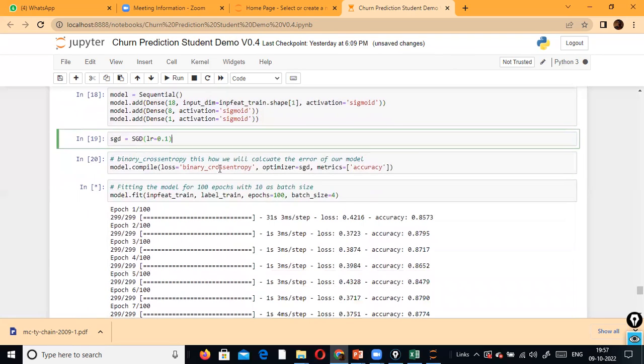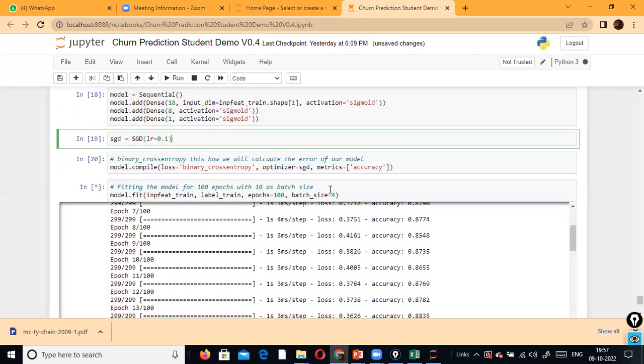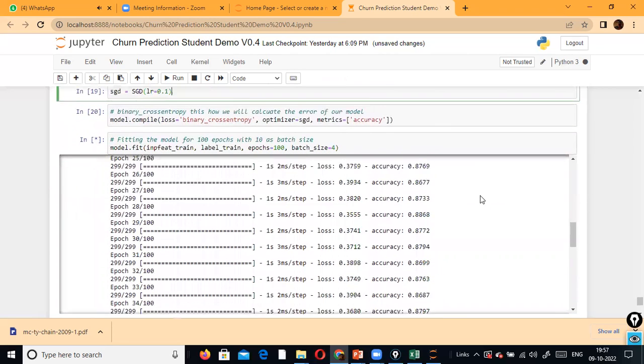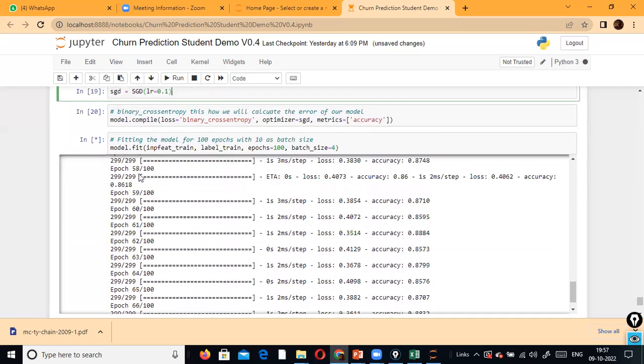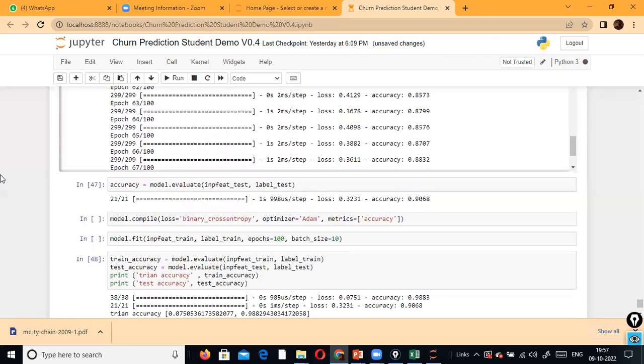Next, you need to define the loss function using compile. After compile, you need to use fit. Since we have mentioned 100 epochs, 100 iterations will happen, and then it automatically does the backpropagation. In this case, when you use Keras, after every forward pass, the backward propagation will happen.